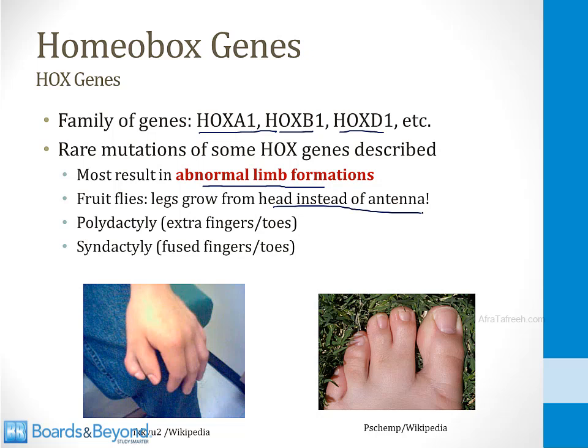In humans, rare mutations have been described as leading to polydactyly, which is the presence of extra fingers or toes. This is a person on the screen here with polydactyly who has an extra finger. Also, mutations of these genes have been described as leading to syndactyly. This is where there is fusion of fingers or toes, as shown in this example on the right side of the screen.